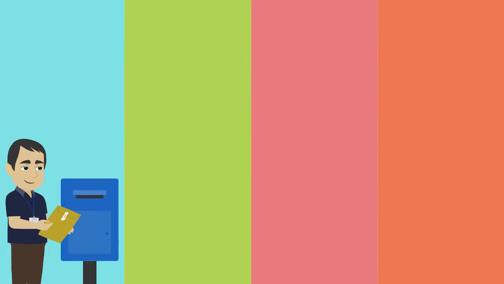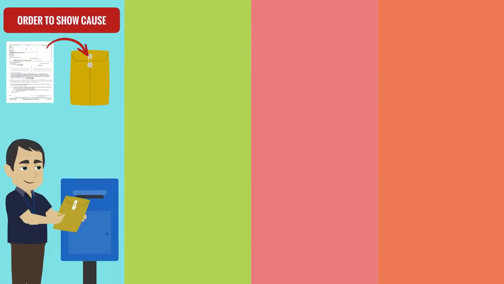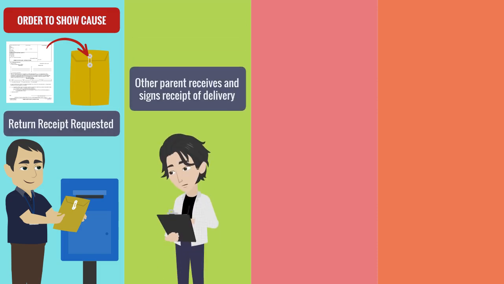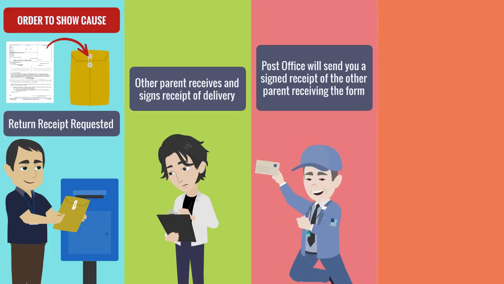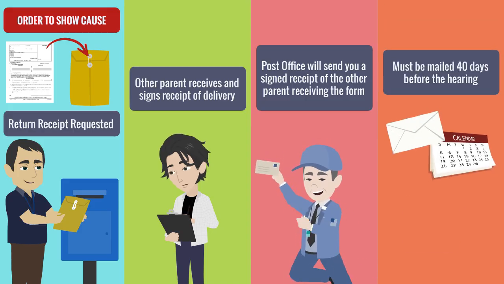This means that your server will mail a copy of the Order to Show Cause form to the other parent with return receipt requested. The post office will send you a signed receipt, typically a green card, of the other parent receiving the form after it is delivered. If you are serving via mail, you must have the Order to Show Cause mailed to the other parent outside of California at least 40 days before the hearing.